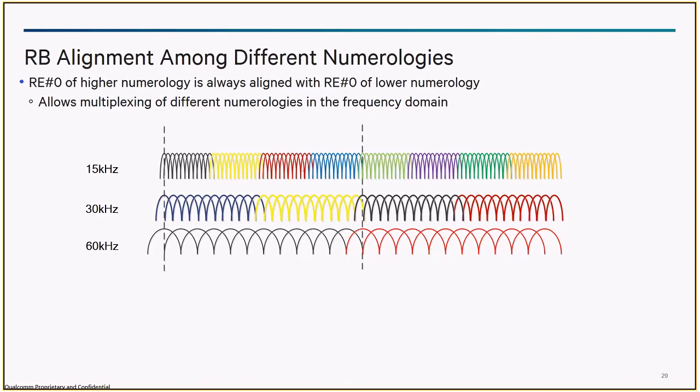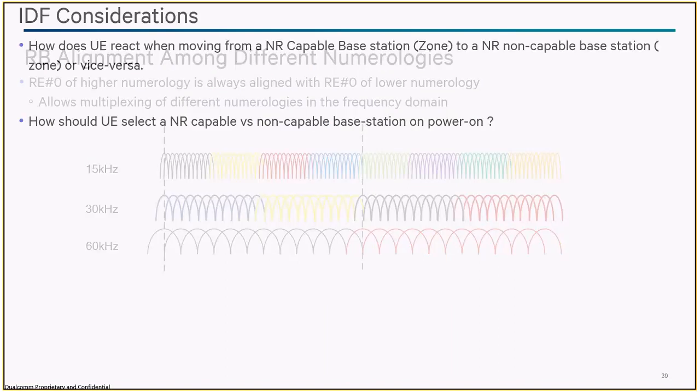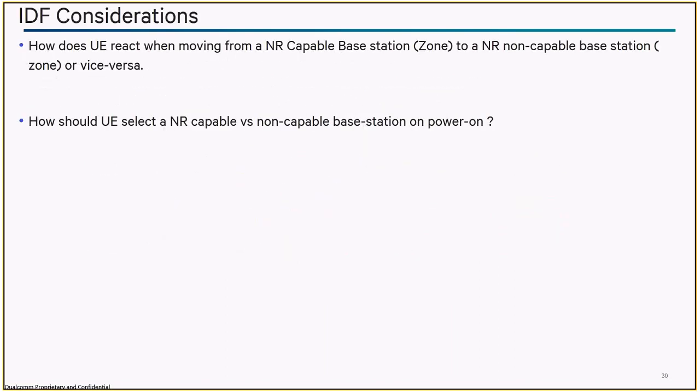Okay, so some thoughts on what we could do from an IDF consideration point of view. Now, as I was saying earlier, it is not necessary that all base stations in a given network are upgraded to a 5G NR capable base station. What can a UE do when it moves from a NR capable base station to a NR non-capable base station?